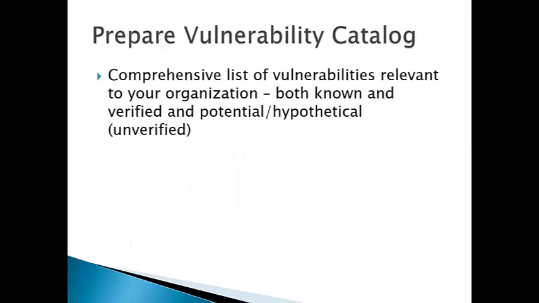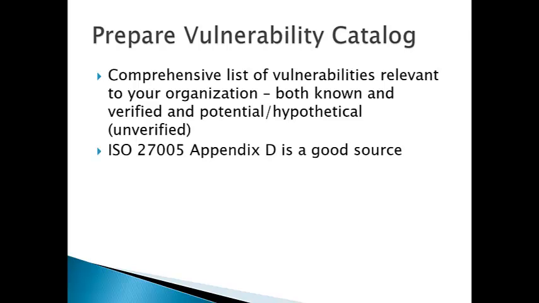Preparing the vulnerability catalog. You want a comprehensive list of vulnerabilities relevant to your organization, known and verified, and potential and hypothetical. Because if you have potential and hypothetical vulnerabilities, these are things you should look for. You should at least be able to say outright there is no evidence this vulnerability is out there, as opposed to ignoring it. ISO 27005 Appendix D is a good source for this.